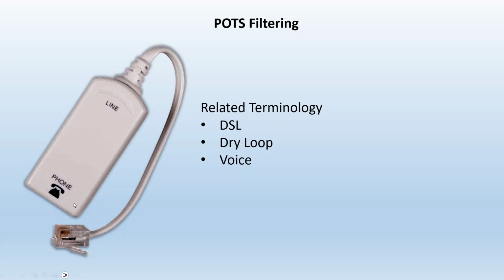One would be to plug that filter into the telephone jack, and then you plug your telephone into here. So this filter would filter out that noise, and this jack right here would be used just for voice, for telephone.